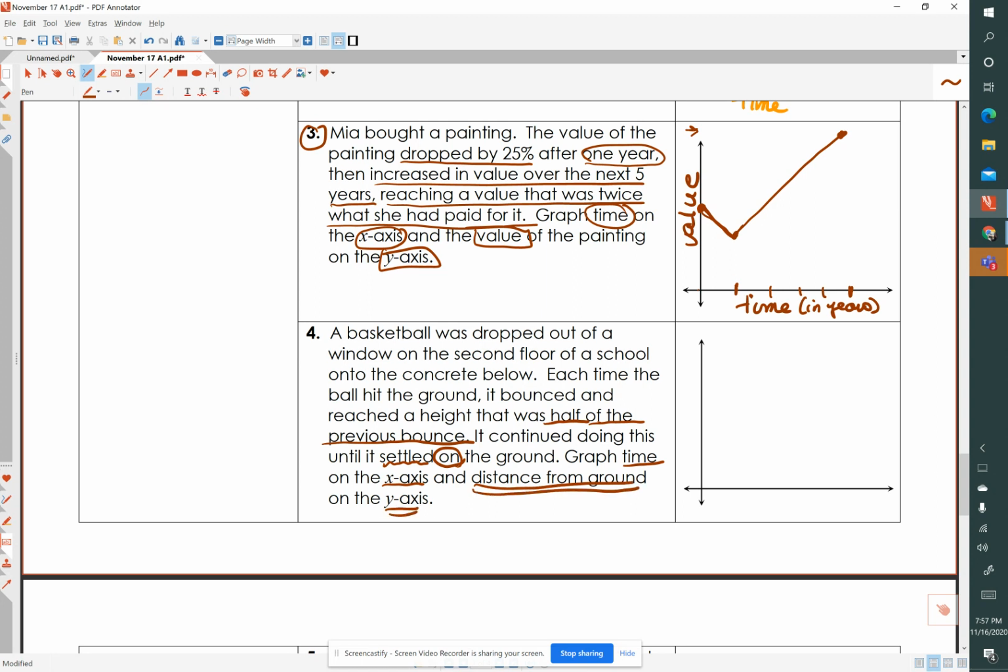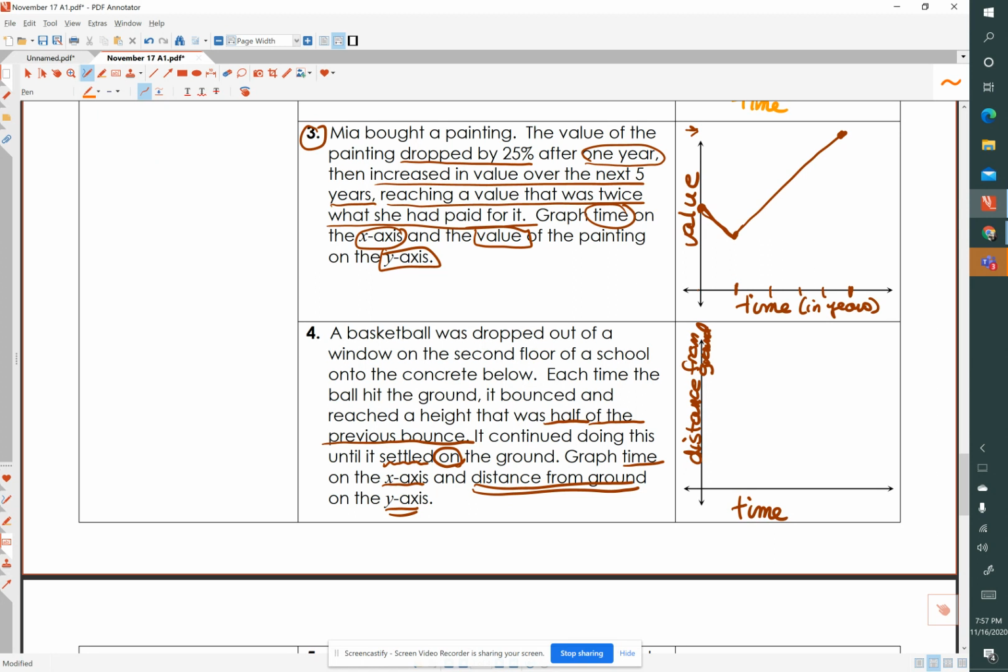So let's label our graph before we start. This will be time, and this will be distance from the ground. Okay, didn't quite leave myself enough room to write there, so let me change my color. Okay, so let's think again.